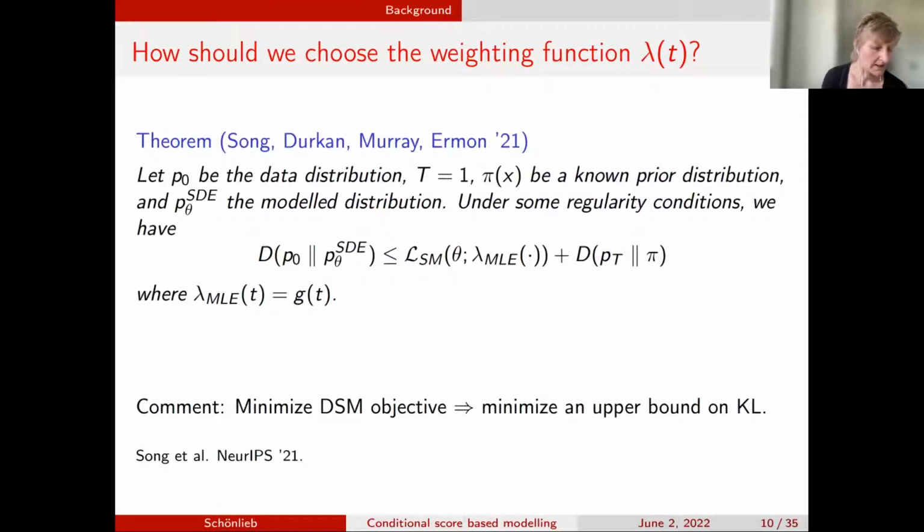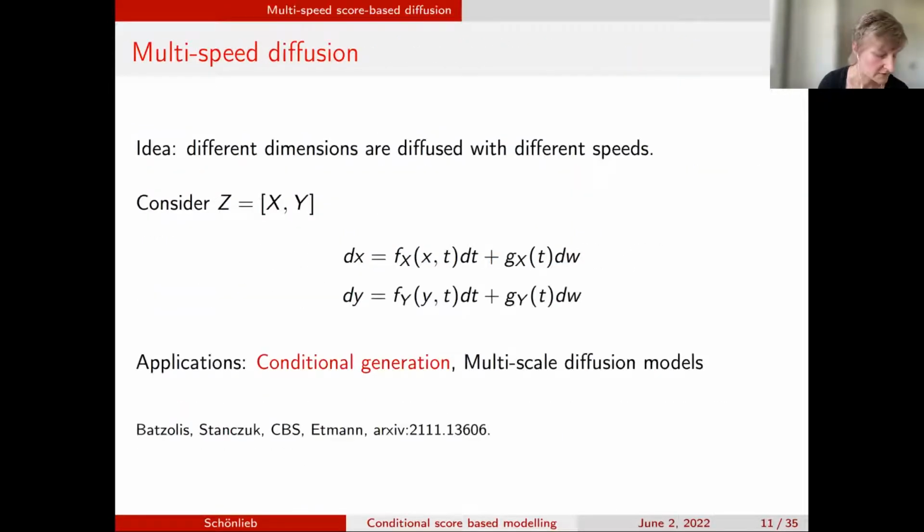But the main problem with this, while it is nice to have, is that this is not a quantitative bound in a way, because you can't really explicitly compute this. If you could, you wouldn't need to go to this DSM objective. So this is one disadvantage of this. Okay, so now this is a little bit of the background, right? So this is what this score-based diffusion idea looks like.